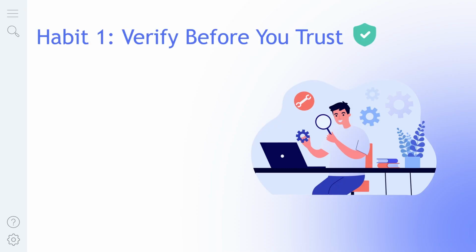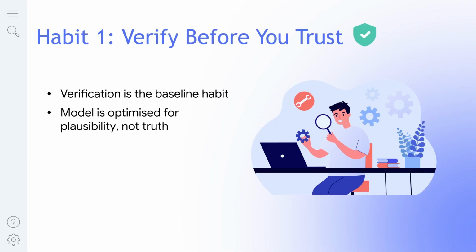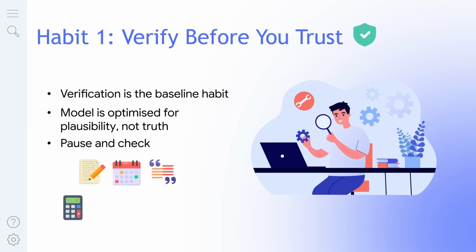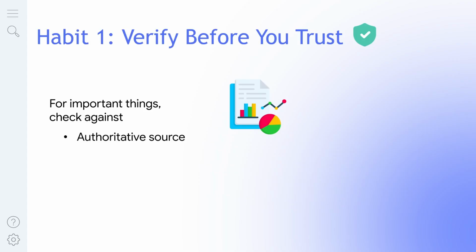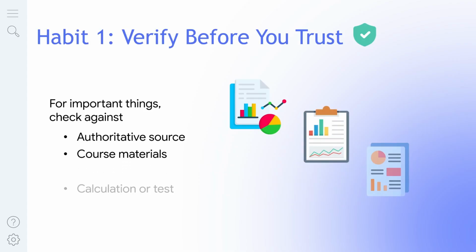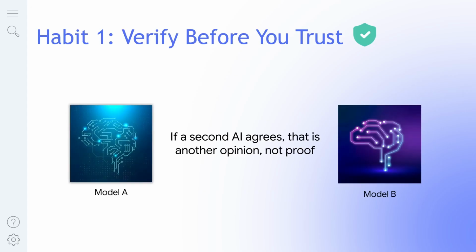Habit 1. Verify before you trust. Verification is the baseline habit because the model is optimized for plausibility, not truth. Pause and check facts, dates, citations, calculations, code, and any policy, legal, medical, or financial claim, and especially anything that goes into credit work or your professional reports. For important things, check against an authoritative source, your course material, or a calculation or test. And note, if a second AI agrees, that is another opinion, not proof.